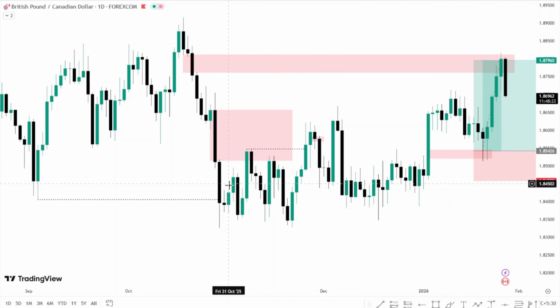So I waited for that reaction and I got that first reaction over here. Basically the first structure was formed right over here. When this structure formed, it broke this high. When it broke this high, it made the first MSS.